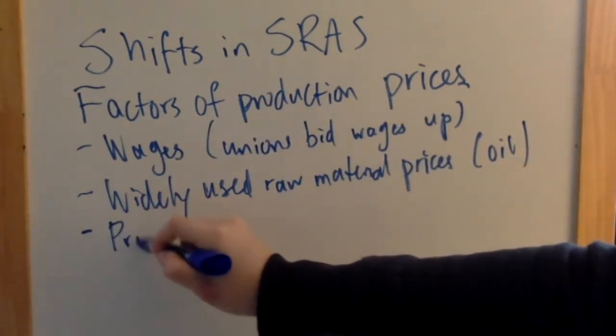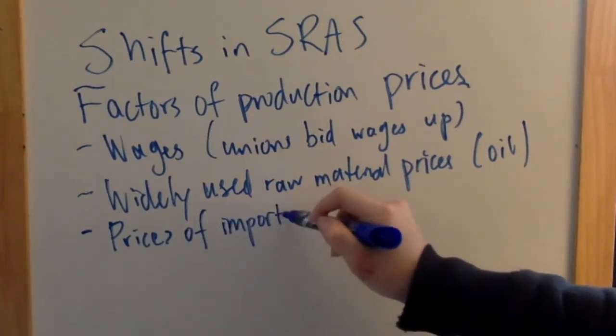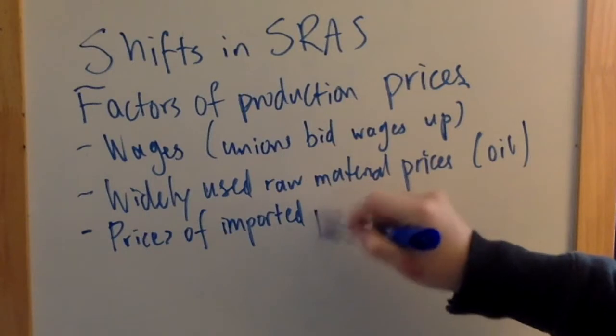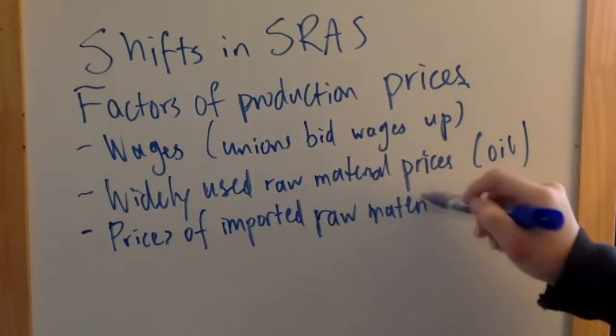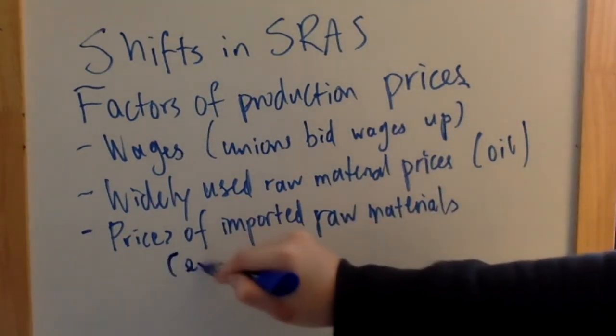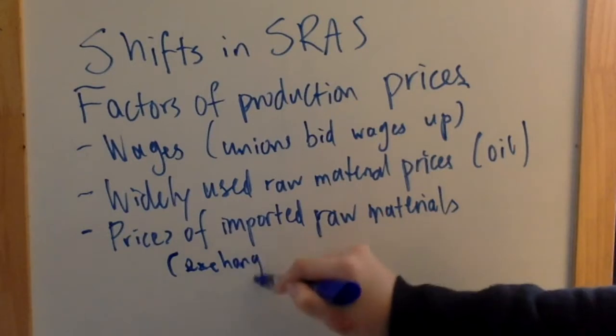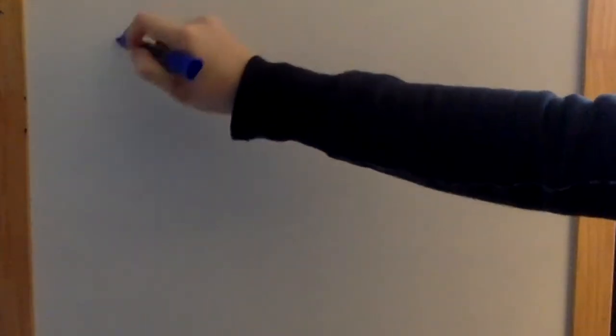Third, the price of imported raw materials will also change the short-run aggregate supply. If the value of our currency goes up, the price of imports will decrease, causing imported materials to be cheaper and the short-run aggregate supply to go up. Vice versa is also true. And finally, we've got taxation and subsidies. Like in micro, a subsidy will increase short-run aggregate supply, and taxation will decrease it.